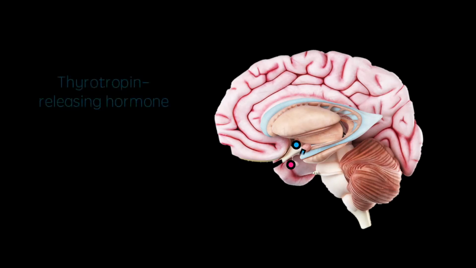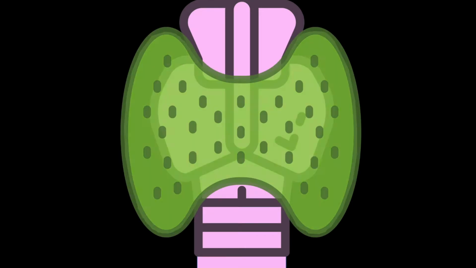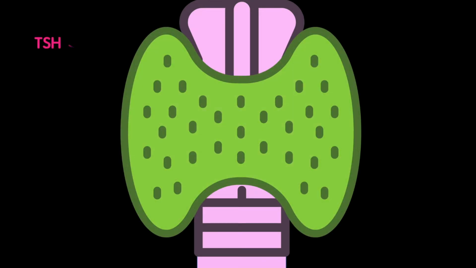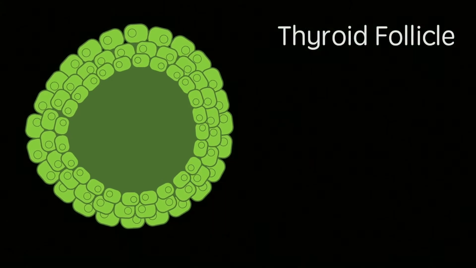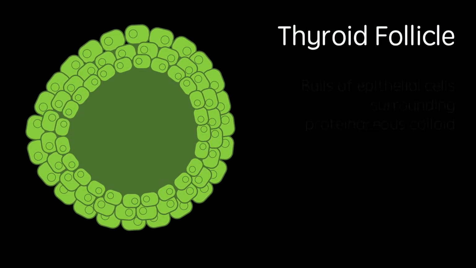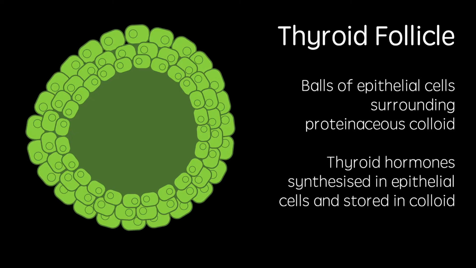When the hypothalamus releases thyrotropin-releasing hormone, it acts on the anterior pituitary to release thyroid-stimulating hormone. This hormone is secreted into the blood, which transports it to the thyroid gland, which sits just below the larynx in the throat. Inside the thyroid are thyroid follicles, balls of epithelial cells which produce thyroid hormones surrounding proteinaceous colloid, which stores the hormones. These are T4 and T3.